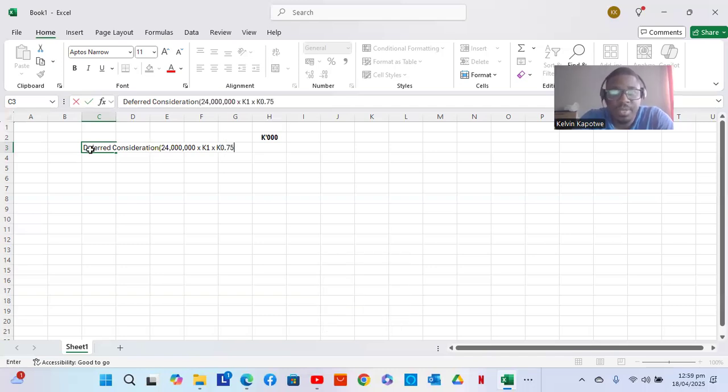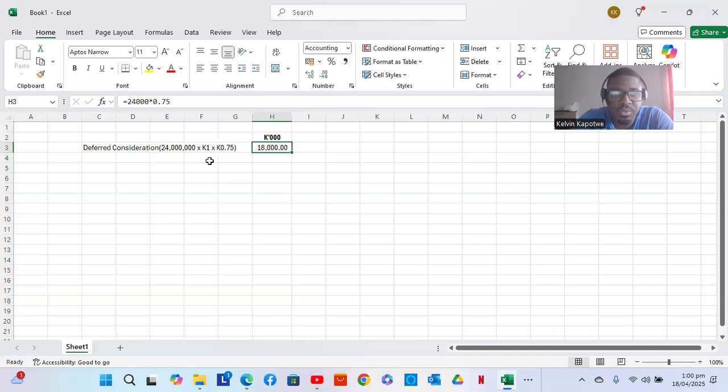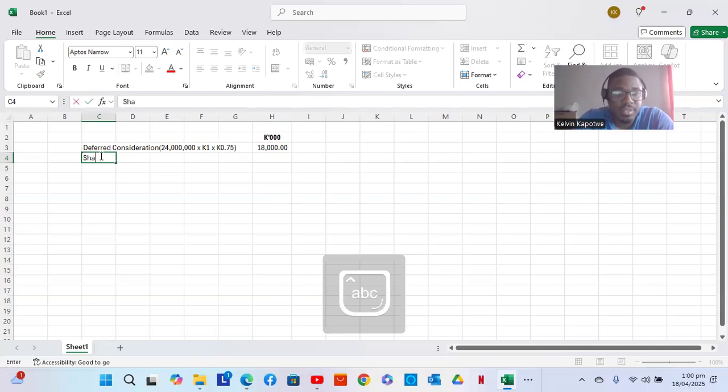All right, like that. So this is the same as saying 24 multiplied by 0.75. So meaning my deferred consideration is 18 million. All right. So this is my deferred consideration. So meaning this 18 million will be paid in 3 years' time. Okay. Then the other one that we have to deal with is the share for share exchange.